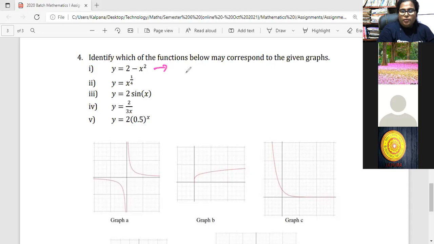So we can say it should be a quadratic function, right? A quadratic function with a maximum point.